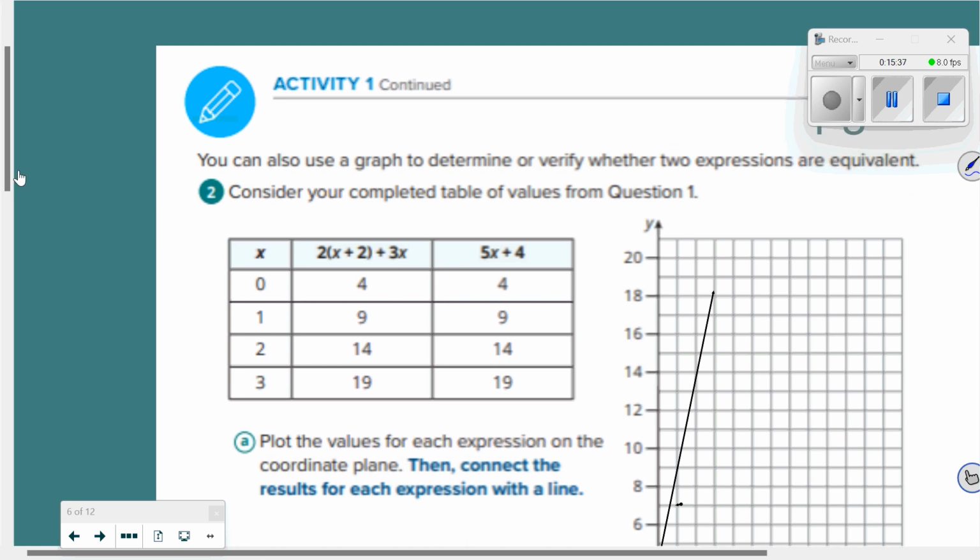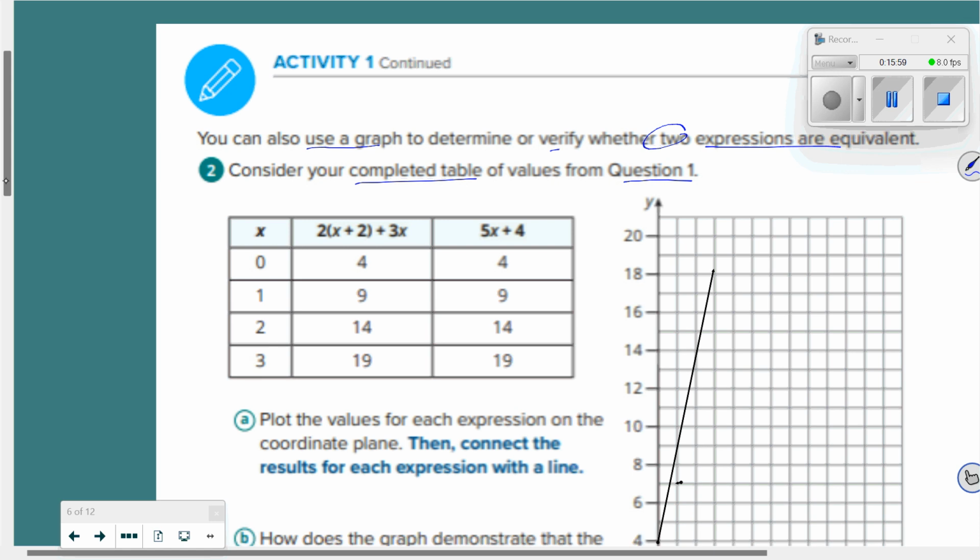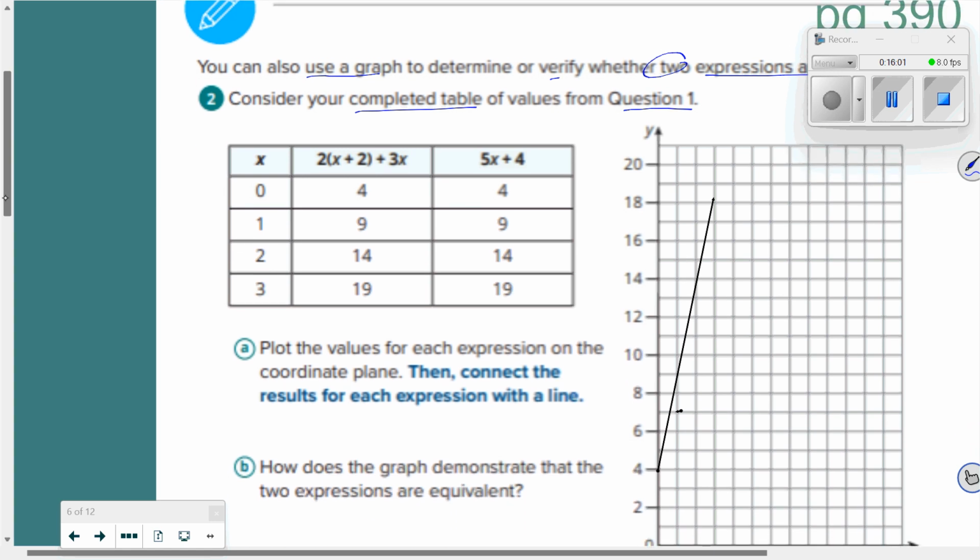Couple parts. You can also use a graph to determine or verify whether 2 expressions are equivalent. So, you check out your completed value from question 1. Oh, look at that. We gave you all the answers on this page. You guys just didn't know it. All the answers for the previous page are right here. I'm just glad they did it on a separate page. Oh well, it's still there.